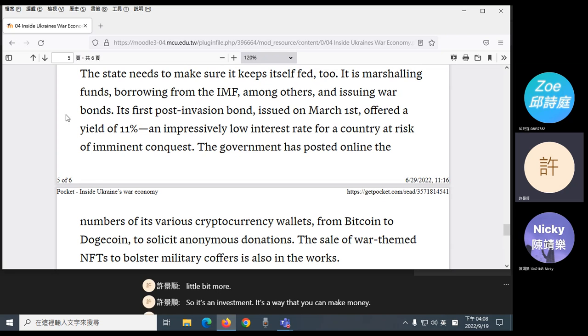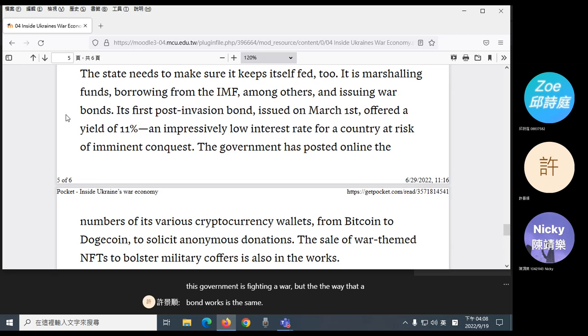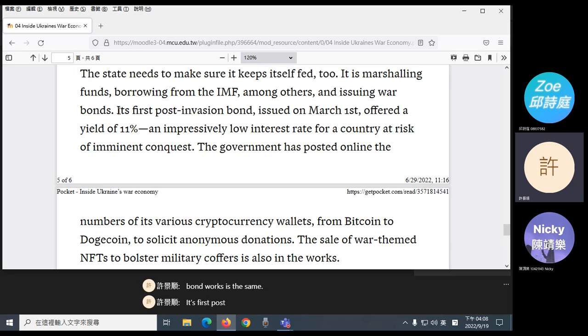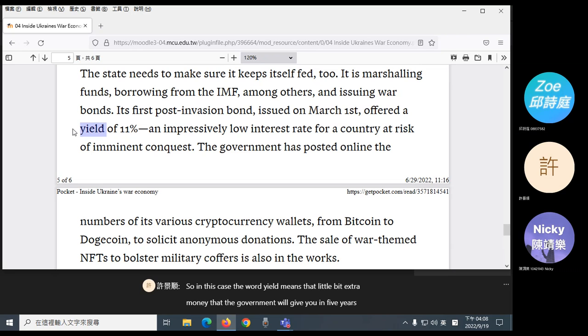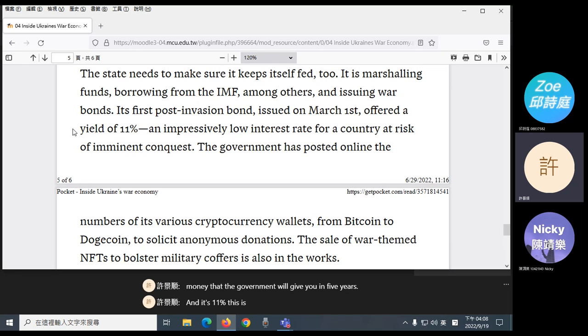Now, war bonds are just bonds. The only difference is that this government is fighting a war. But the way that a bond works is the same. Its first post-invasion bond, issued on March 1st, offered a yield of 11%. So in this case, the word yield means that little bit extra money that the government will give you in 5 years. And it's 11%. This is usually quite high.